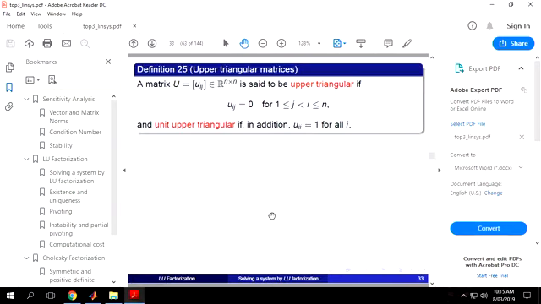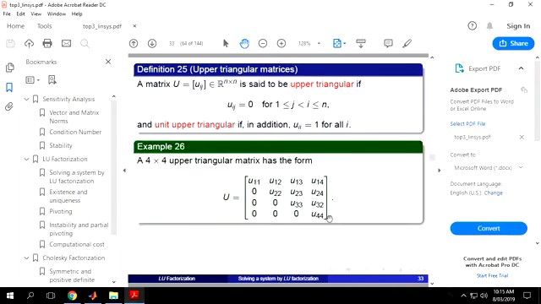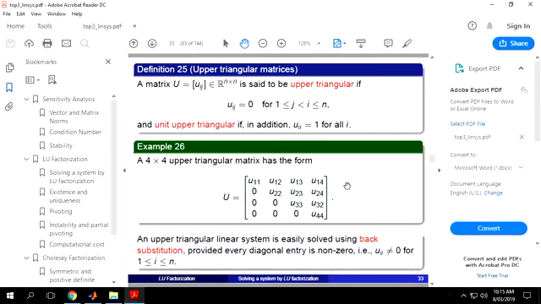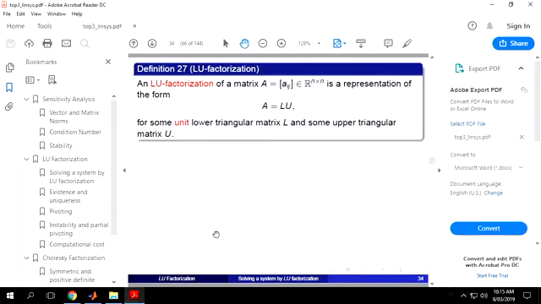And now, in another direction, you can have upper triangular. An upper triangular matrix is a matrix like this. The upper triangular part is non-zero, the lower triangular part is zero, and the diagonal is non-zero. And if the diagonals are ones, then you call it unit upper triangular. So it's a definition, very straightforward. And when you have an upper triangular linear system, you can use back substitution to solve it.